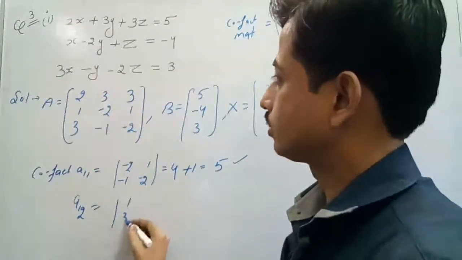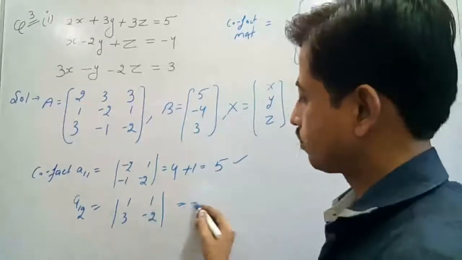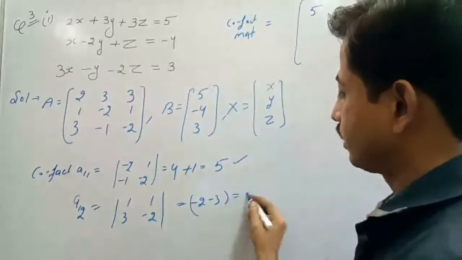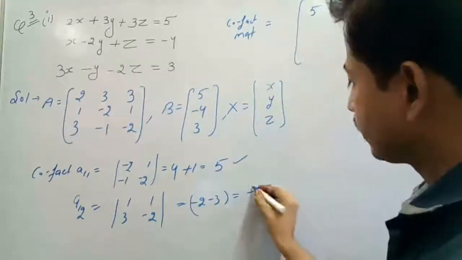Now we have to calculate A12, first row and second column. We get 1, 3, 1, minus 2. Solve it. Minus 2 into 1, minus 2. 3 into 1, minus 3. We get minus 5. 1 plus 2, 3. Odd. It means change the sign. We get plus 5.